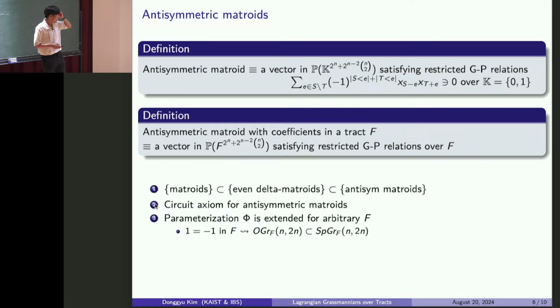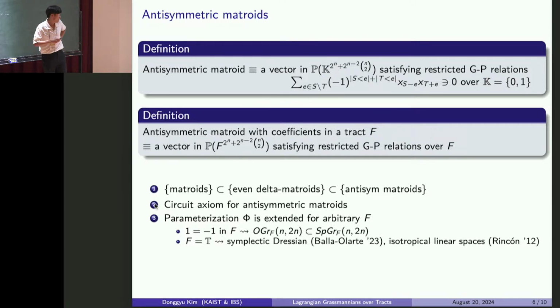And for the special kind of trace, it gives some different things. A very special thing is when 1 is equal to -1 in the trace, which you can easily consider as an extension of the characteristic 2 field. In the characteristic 2 field, you know that every skew symmetric matrix is a symmetric matrix, just by allowing certain non-zero elements on the diagonal. And actually, we know that our orthogonal Grassmannian over this trace is just a subset of the symplectic Grassmannian.